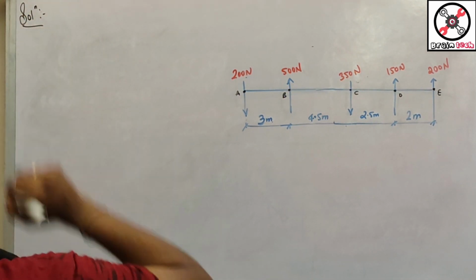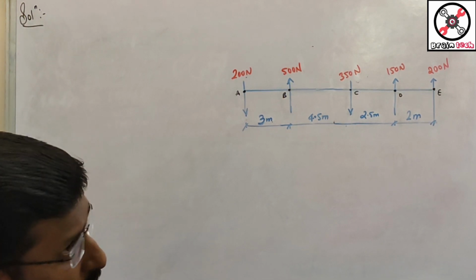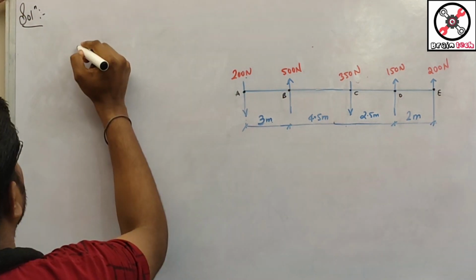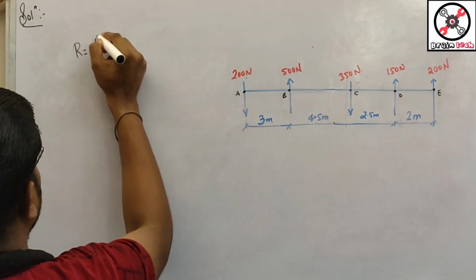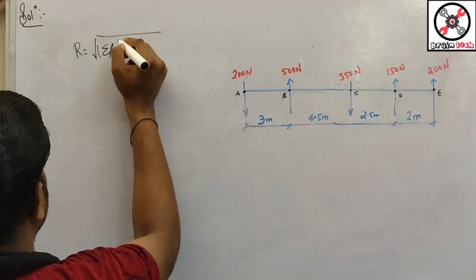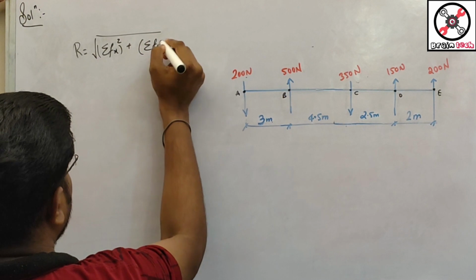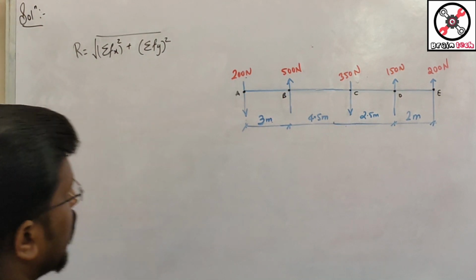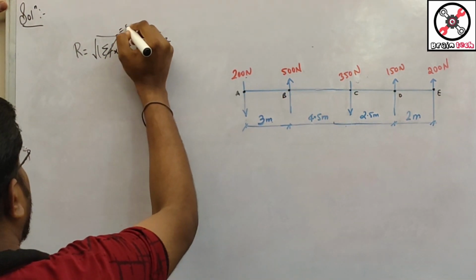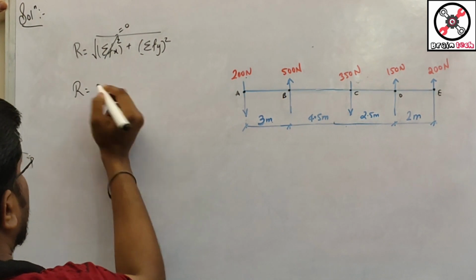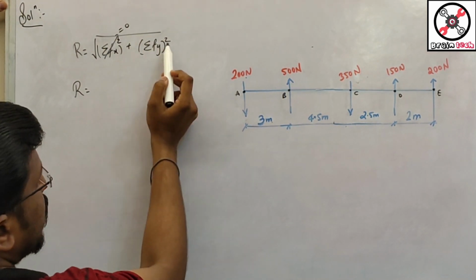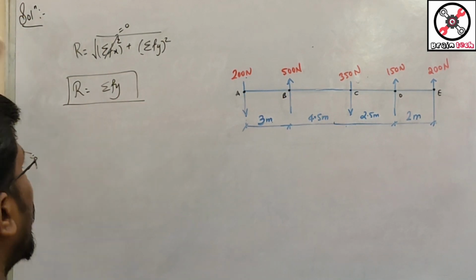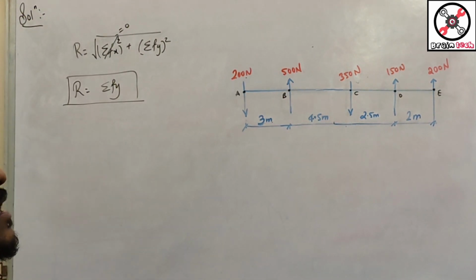So what is step 1? Now in this step what will we apply? The resultant will be what? Summation F of x or summation F of y. Resultant is equal to root of summation F of x the whole square plus summation F of y the whole square. But here we know that there is no horizontal force. So your summation F of x will be 0. So the remaining part will be what? This square root and this square vanish. So remaining is summation F of y. This is my result. So resultant is equal to summation F of y.